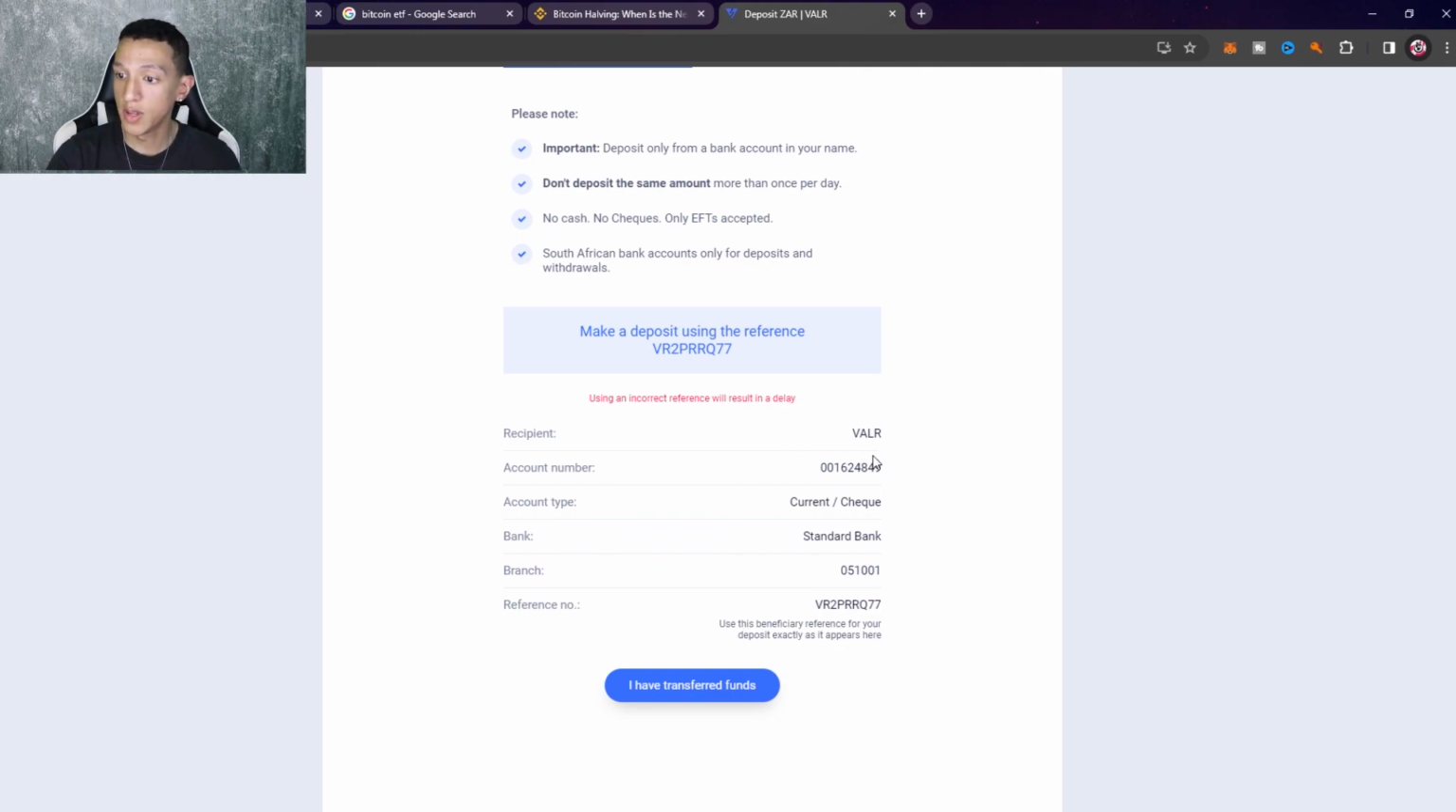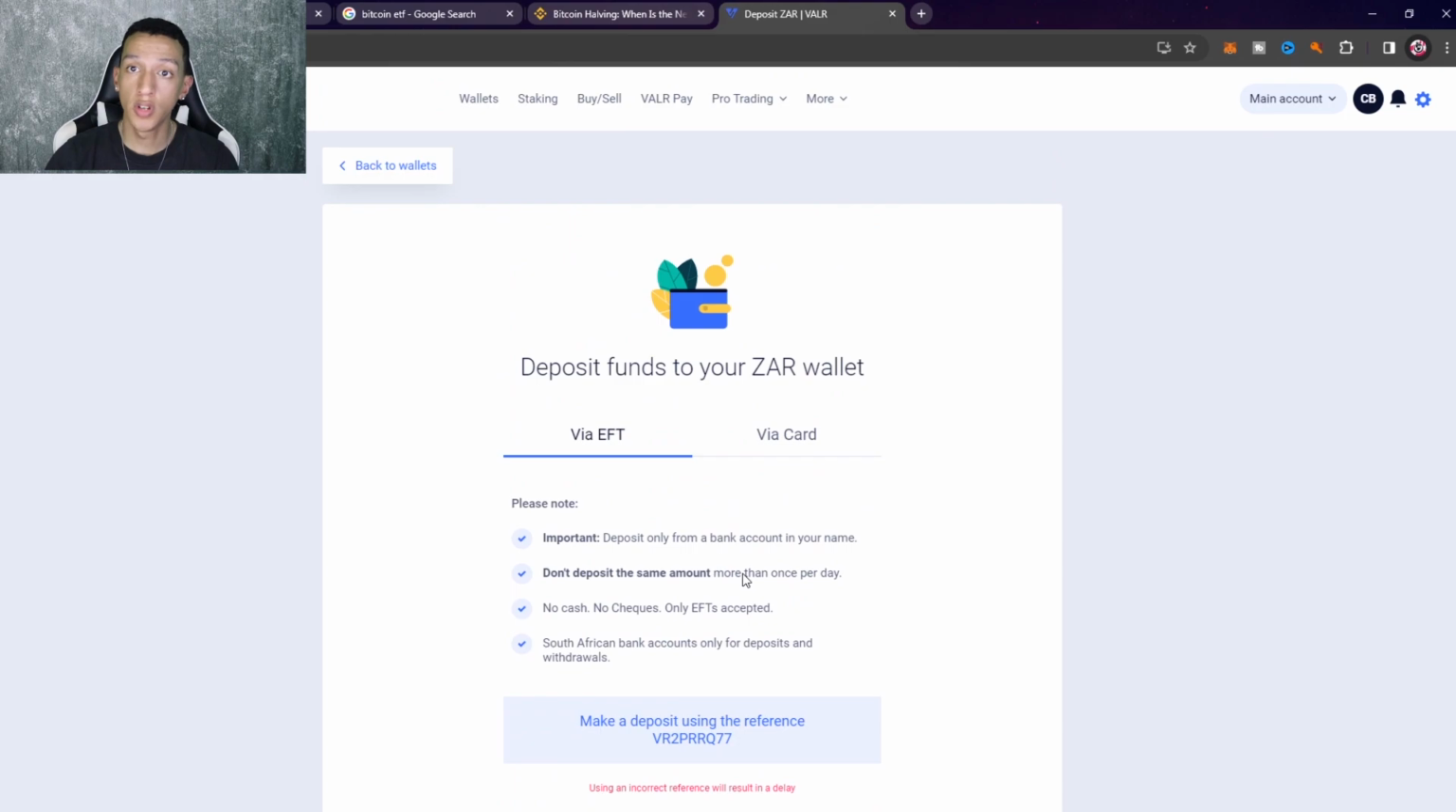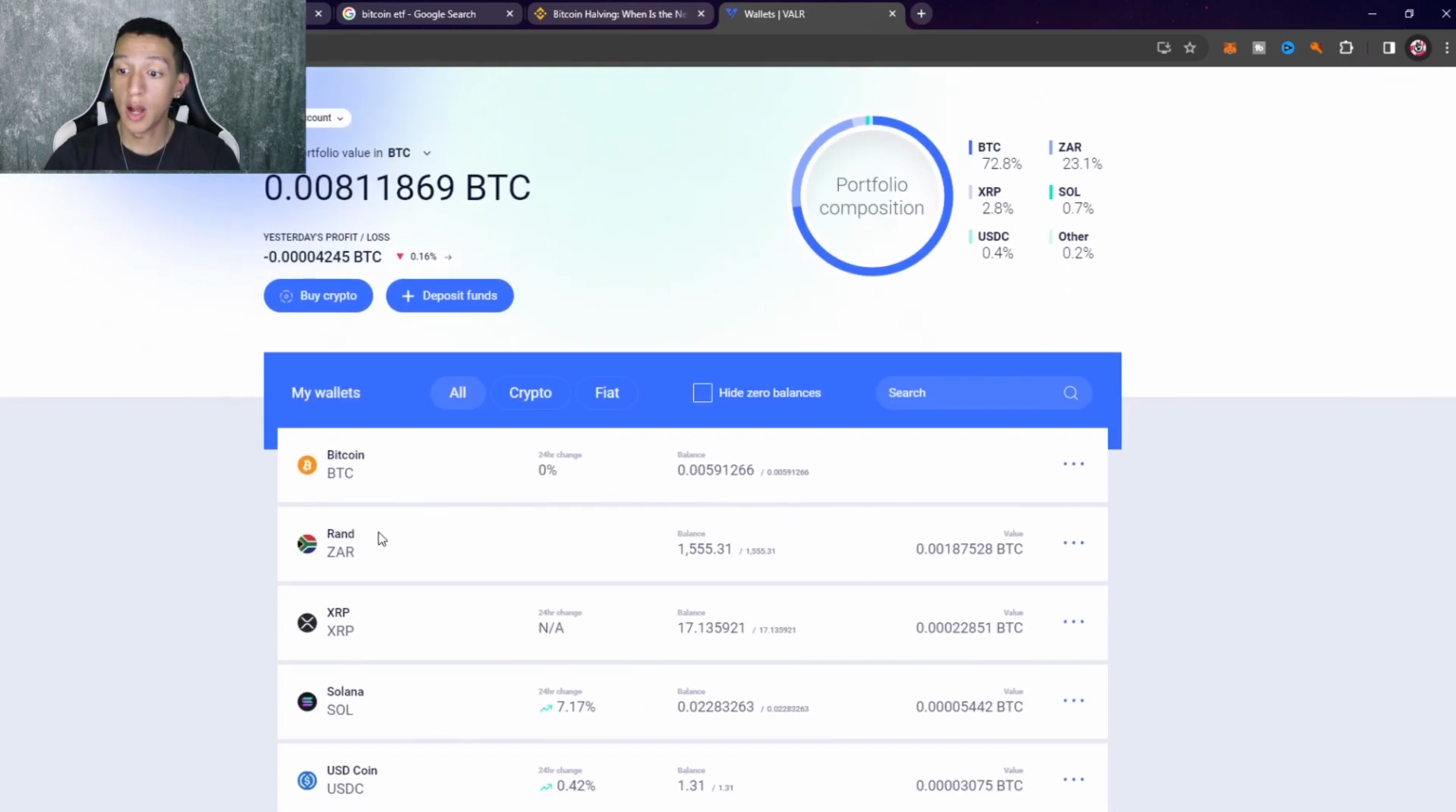So you'll have the recipient name, account number, and so on. You'll enter all this information in your banking app. Then you say you've transferred the money, and it should take about 2 days to get into your account. Once that's done, it will show under your ZAR right here. You can see, hypothetically, if I deposited 1,500 into this account, as you can see, it is on this account.